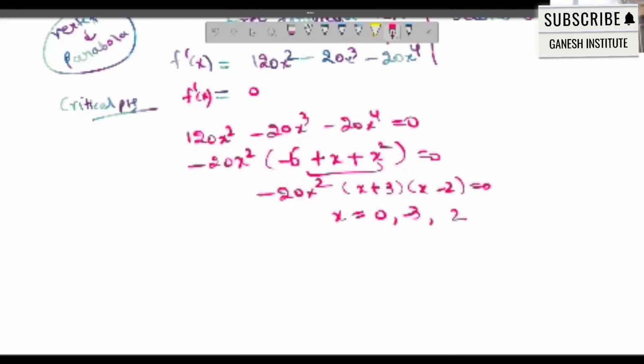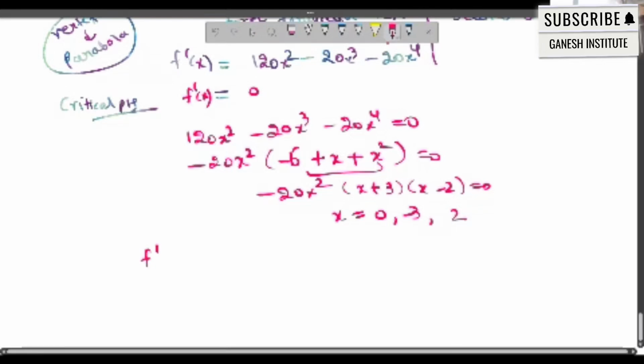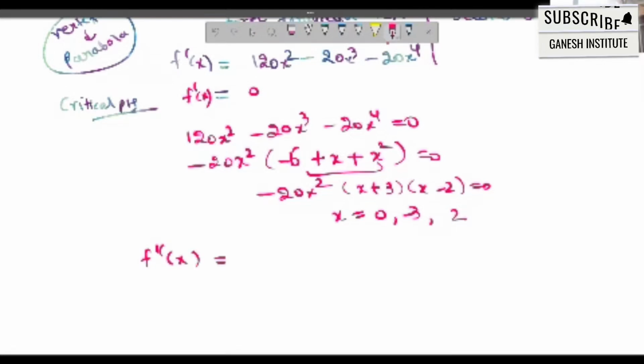Okay. So once you get these critical points, what you are supposed to do, you need to find the value for the double derivative. F double dash x is equal to, so it was 120, so 240x minus 60x square minus 80x cube.